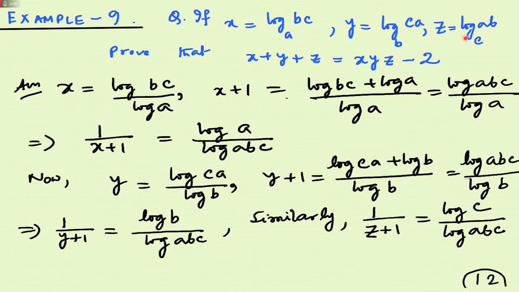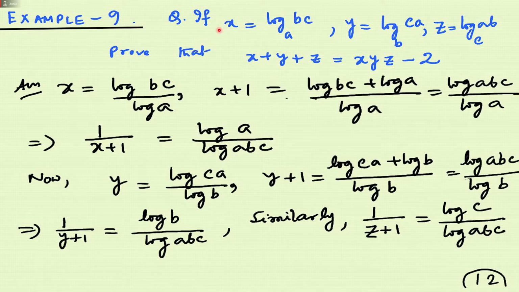I am discussing here a problem which is given in your examples. This problem has been given there, but it is unsolved there. But it is a good problem, so I am solving this for you. What is the problem? If x is equal to log bc base a, y is equal to log ca base b, and z is equal to log ab base c, you have to prove this: x plus y plus z is nothing but xyz minus 2.